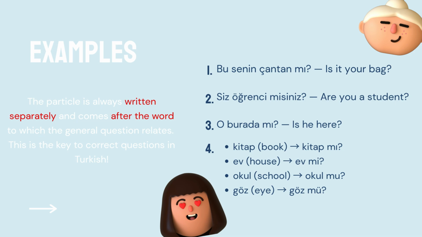Siz öğrenci misiniz? Are you a student? O burada mı? Is he here? Or is she or is it here? Here we also have simple questions like: Is the book? Kitap mı? Is it a house? Ev mi? Is it the school? Okul mu? Göz mü? And so on.